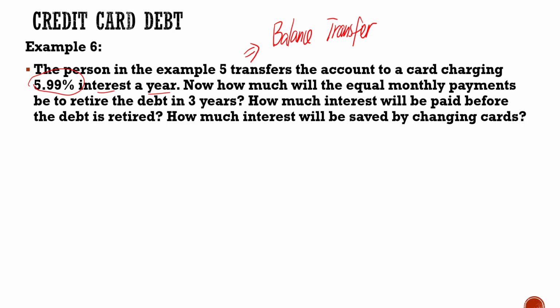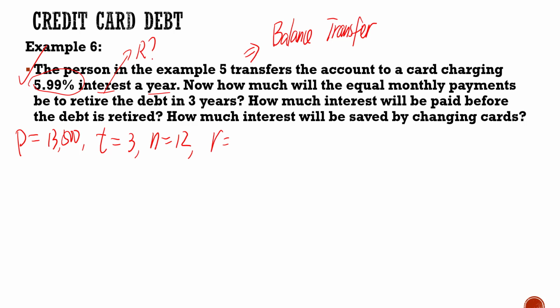So now, how much will the equal monthly payment be to retire the debt in 3 years? Everything else is the same except the interest rate, right? They only charge 5.9%. So now one more time, these are the given information. The present value of the annuity is 13,500. I'm still looking for the regular payment, and our compounding period is 12 a year.